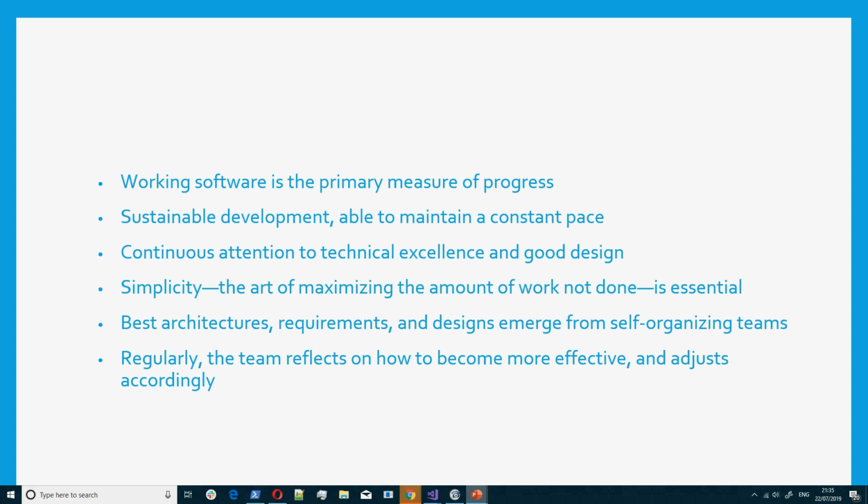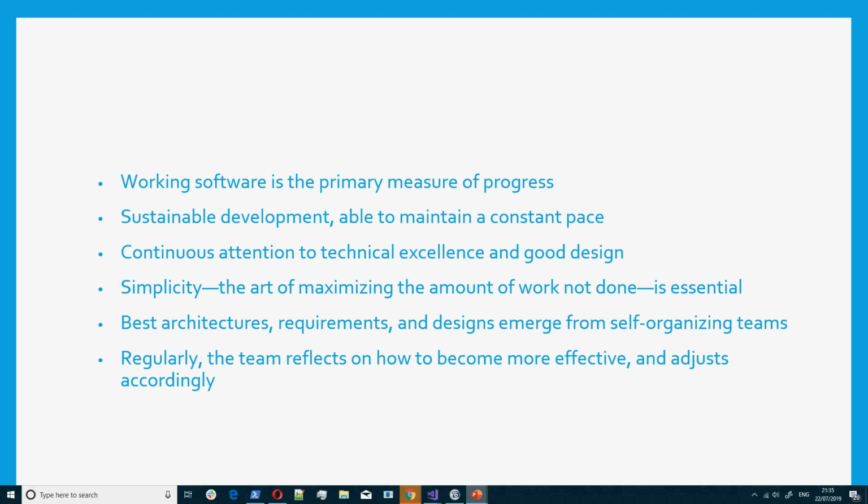And also you deliver at a constant pace. Constant pace means that at every particular time, within 2 or 3 sprints, which is your iteration, you will have something that you need to develop. So you don't have like 2 months or 3 months of nothing, but you have a constant pace that you would be maintaining in your delivery. Then constant or continuous attention to technical excellence. This is very, very good.